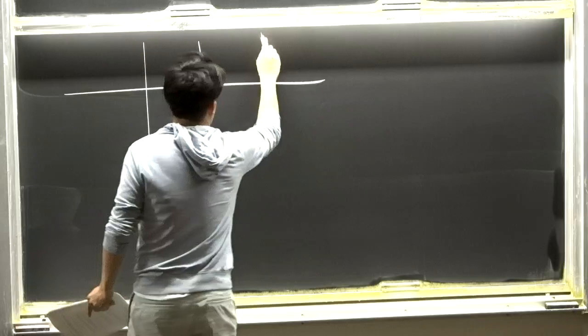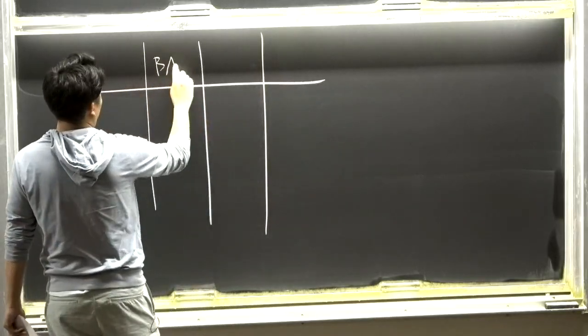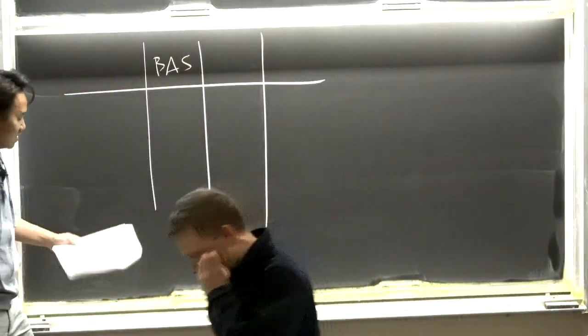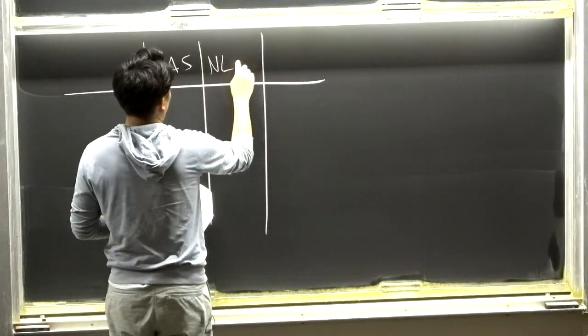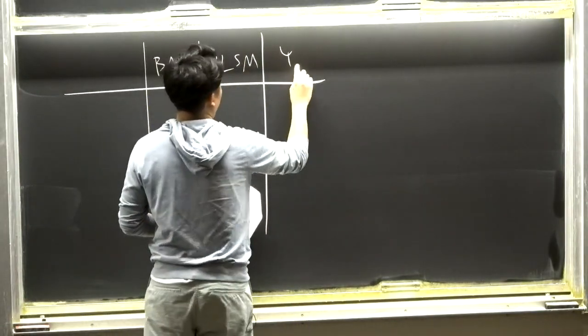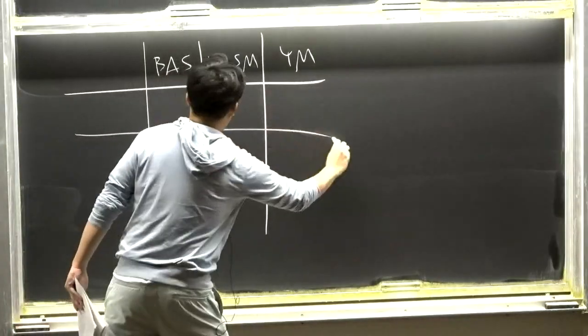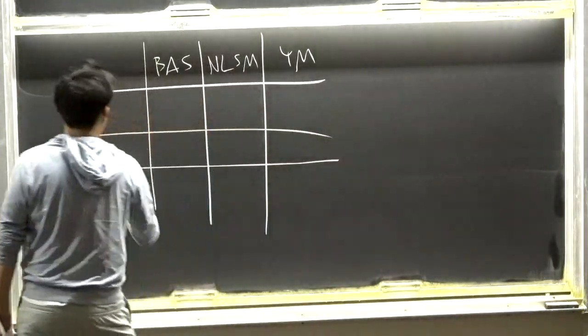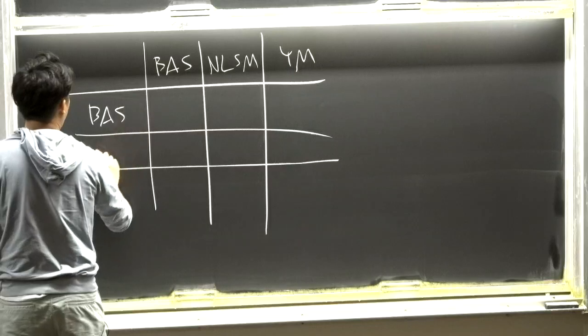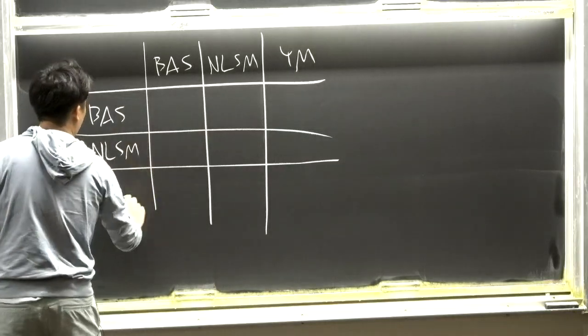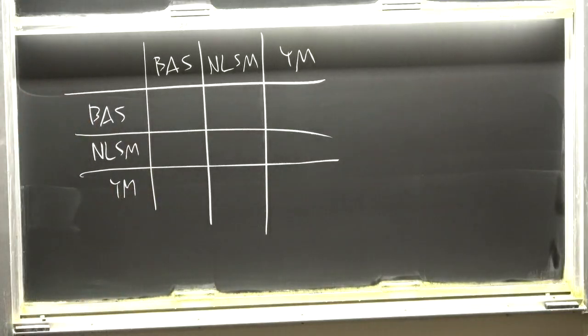What are the theories we've been talking about? I talked about biadjoint scalar theory, the simplest theory. I talked about pions and the NLSM, and I talked about Yang-Mills theory. Okay, and now I can imagine multiplying any one of them with each other. So biadjoint scalar theory, and what do I mean when I say multiply? By multiply, I mean take a color structure and replace it with the kinematics of such a theory, okay?